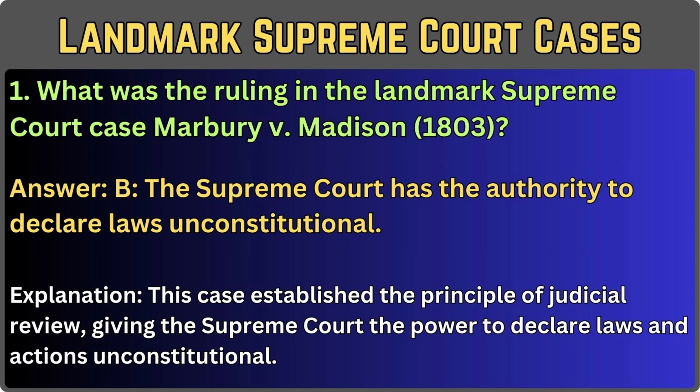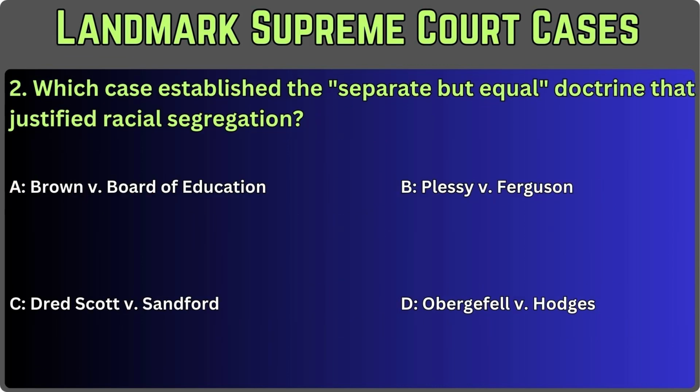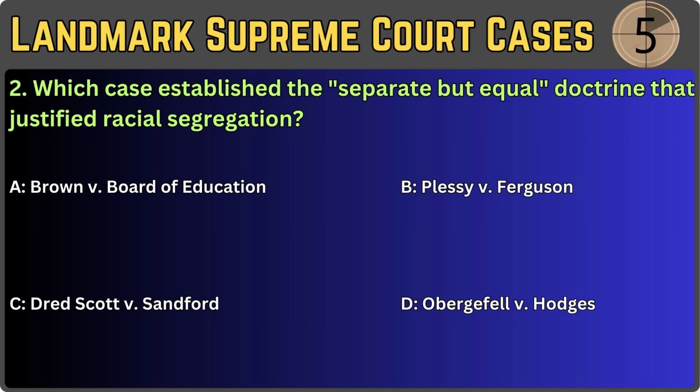Explanation. This case established the principle of judicial review, giving the Supreme Court the power to declare laws and actions unconstitutional. 2. Which case established the separate but equal doctrine that justified racial segregation? A. Brown v. Board of Education. B. Plessy v. Ferguson. C. Dred Scott v. Sanford. D. Obergefell v. Hodges.